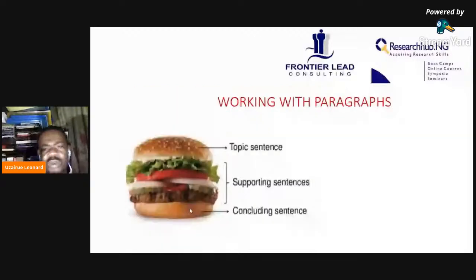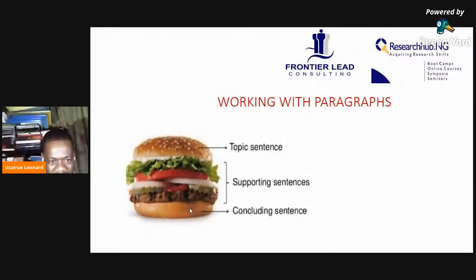Now let's look at working with a good paragraph. I know most of us are used to this. A lot of us are used to a meal like this. You see that there are actually three parts. We have the upper part. The reason why I use this as an illustration is that it gives a good picture of what a paragraph should look like. It has the top part.